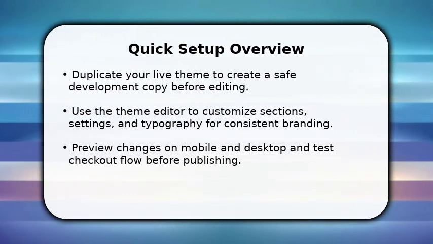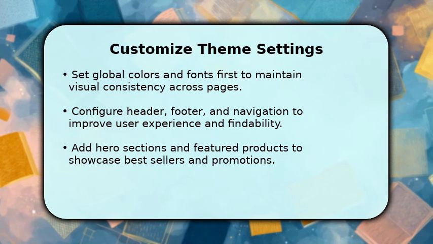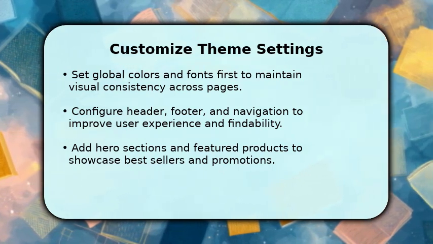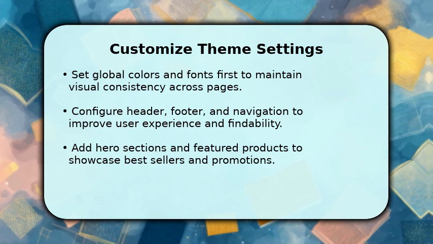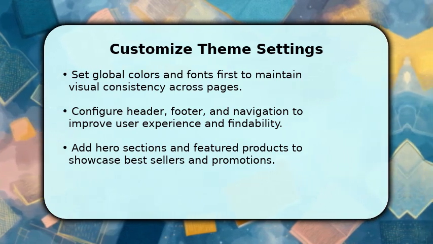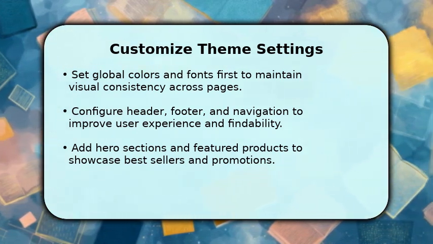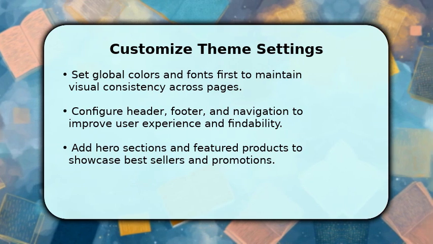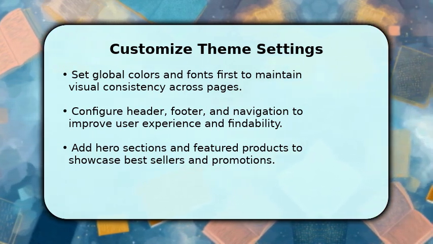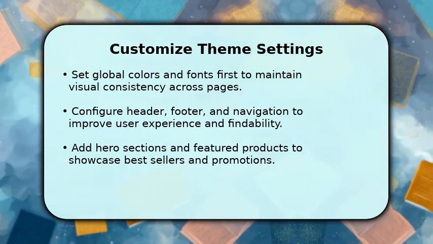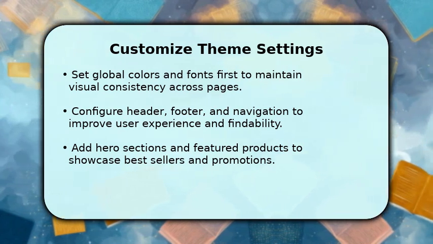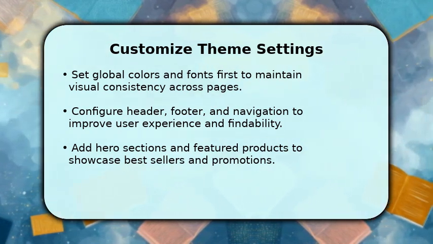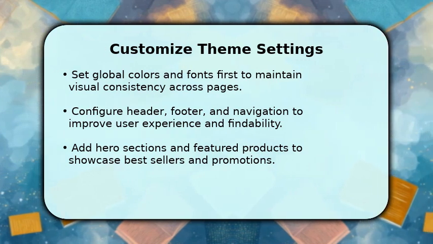if needed. Start by setting global colors, fonts, and spacing so your site feels cohesive from the first visit. Tweak header and footer layouts, then structure navigation to reduce clicks to product pages. Add hero images, featured collections, and promotional banners that load fast and look good on small screens. Keep accessibility in mind with alt text and clear contrasts, and save changes often so testing reflects current design.